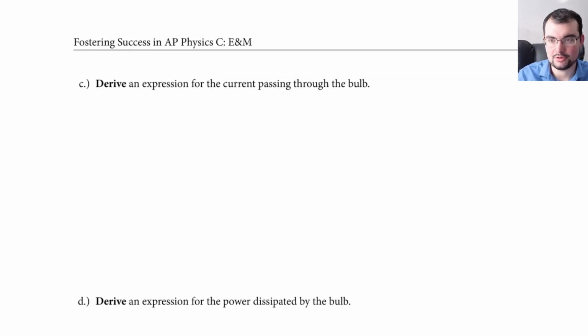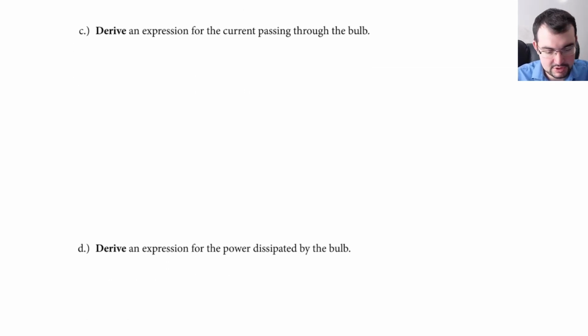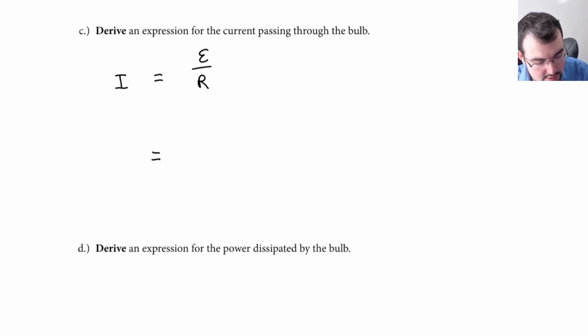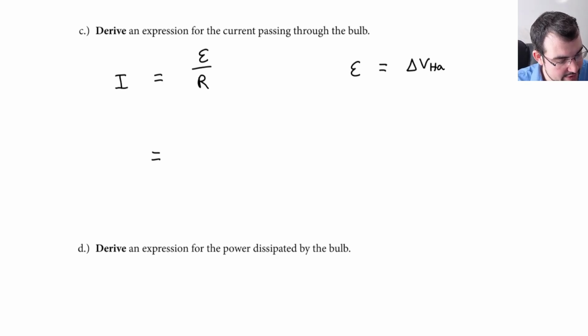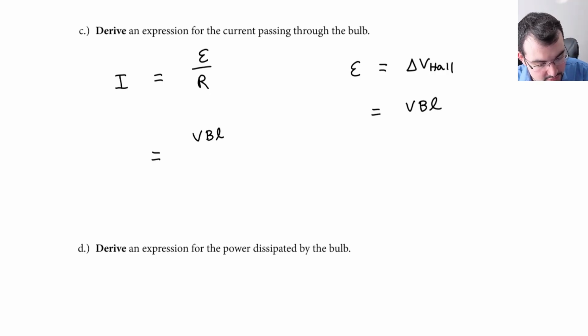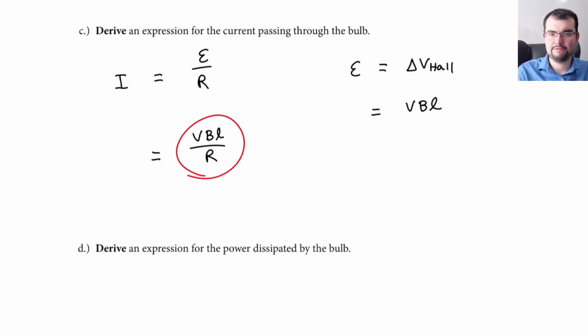What is the current passing through the bulb? Well, we have a circuit now, so we just use our good pal, Ohm's law. Current is EMF divided by resistance. And we do know what the EMF is. The EMF is being supplied by the Hall effect, and the Hall effect voltage is VBL. So our current is VBL over R. Which makes sense, because the faster I pull that bar through the B field, that's going to create a stronger separation, so I get a stronger driving voltage.